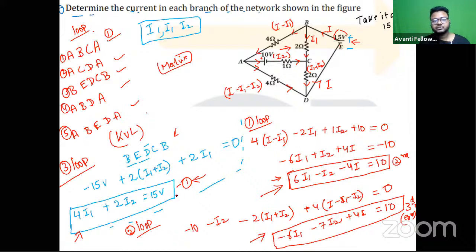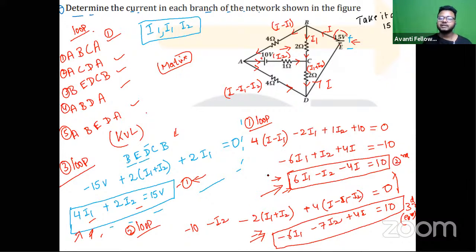So the substitution rule: see, you have I1, I2, and I here. Take I from here and put it in both the equations. Then you will be having I2 and I here. Then you can solve these two equations, find the I2 and I values, and once you get I2 and I, you can easily put them back here.